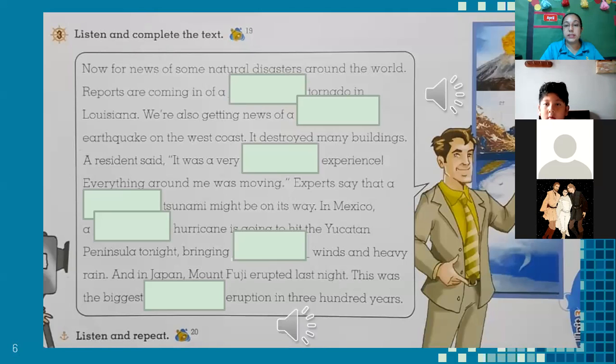Everything around me was moving. Experts say that a dangerous tsunami might be on its way. In Mexico, a raging hurricane is going to hit the Yucatan Peninsula tonight, bringing violent winds and heavy rain. And in Japan, Mount Fuji erupted last night. This was the biggest volcanic eruption in 300 years.